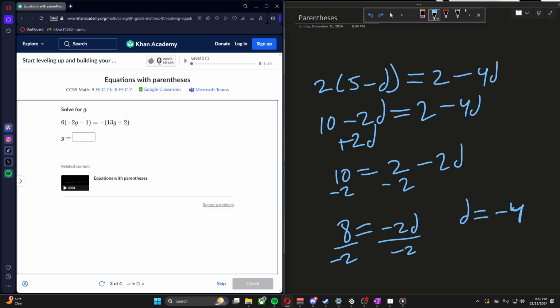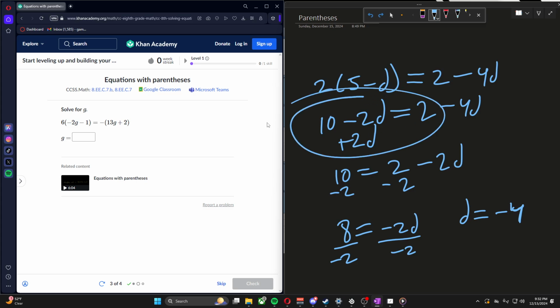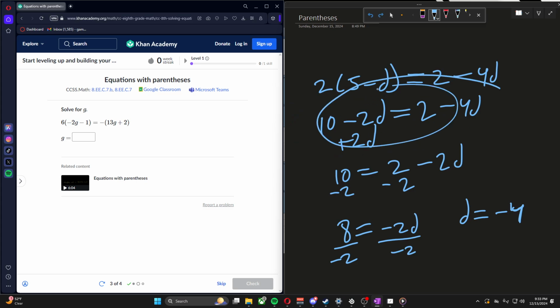That is how to do equations with parentheses. Once you understand when you're multiplying out into parentheses, that's all you really need to know, because after that it's all just simple algebra.